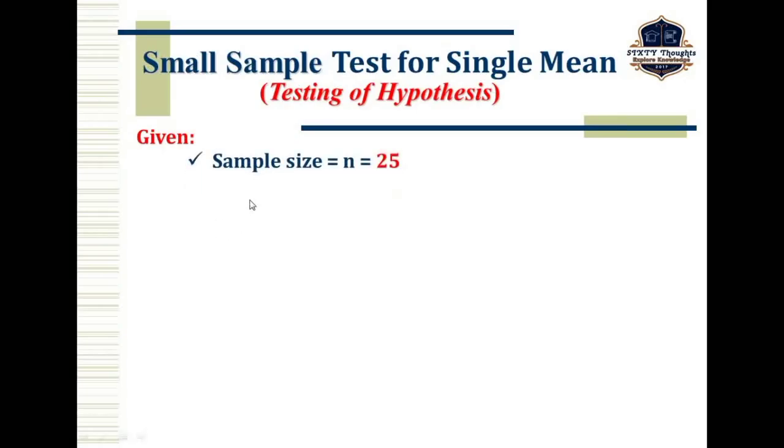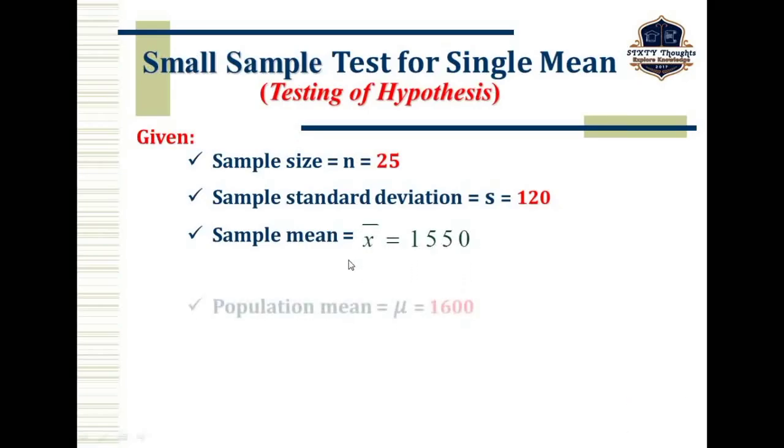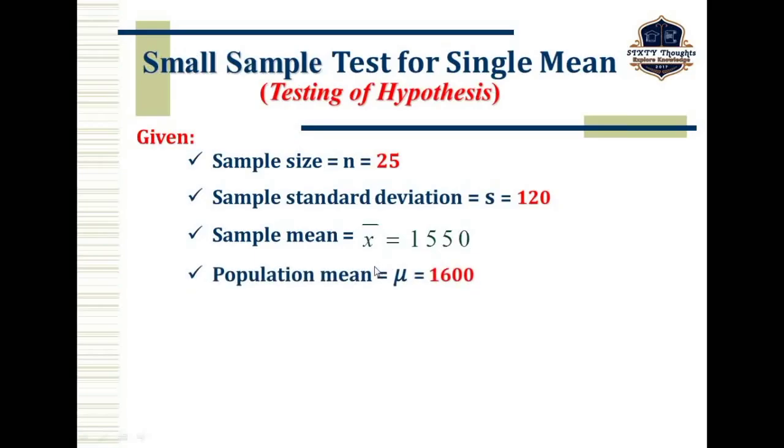The first given term is the sample size, denoted by n, equal to 25 bulbs. Also they gave the sample standard deviation, denoted by small s, equal to 120. Next they gave the sample mean, denoted by x bar, equal to 1550 hours. And also the given population mean, denoted by mu, is 1600 hours. Using this data we are going to write 5 different steps.